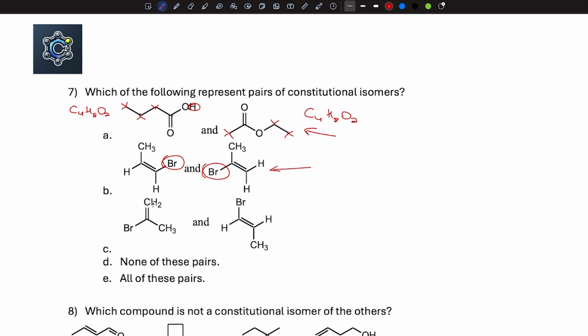In the next structure, this might look a little annoying, a little weird, but realize they're just trying to trick us with the structure. It's really just saying something like this. And so we can kind of redraw the structure like this. So H, then H, and then CH3, then Br. Now notice that this bromine could have stayed the same, but this CH3 was put onto a completely different carbon. And so we can say that this also is a pair of constitutional isomers, meaning that our answer is E. All of these pairs are constitutional isomers.